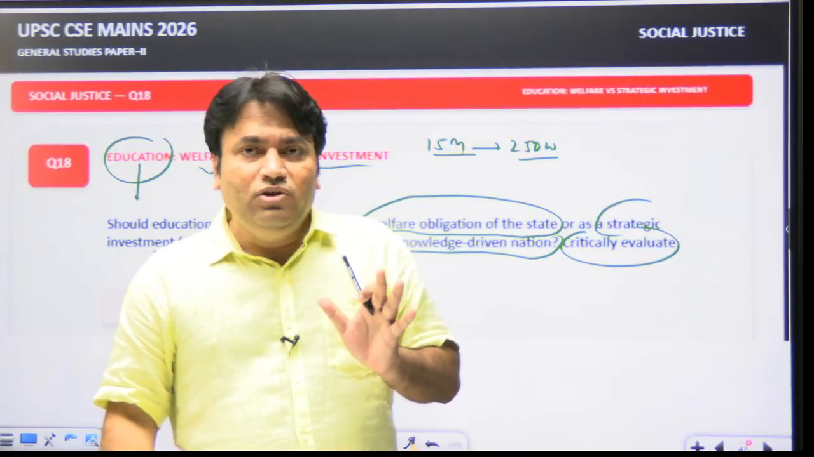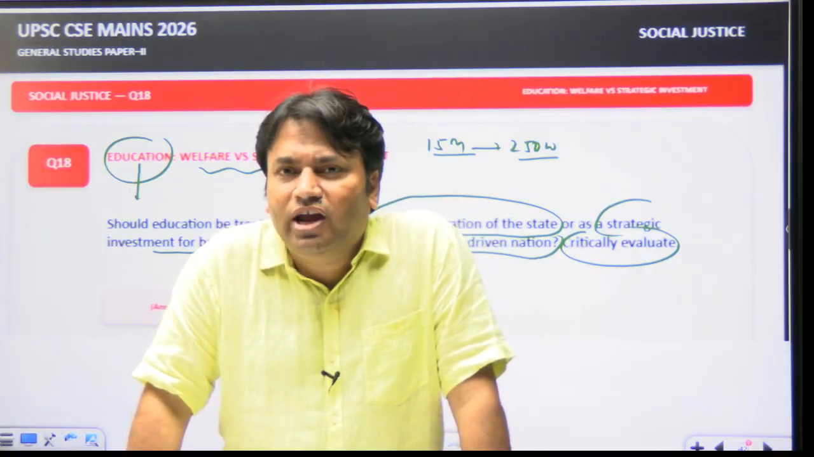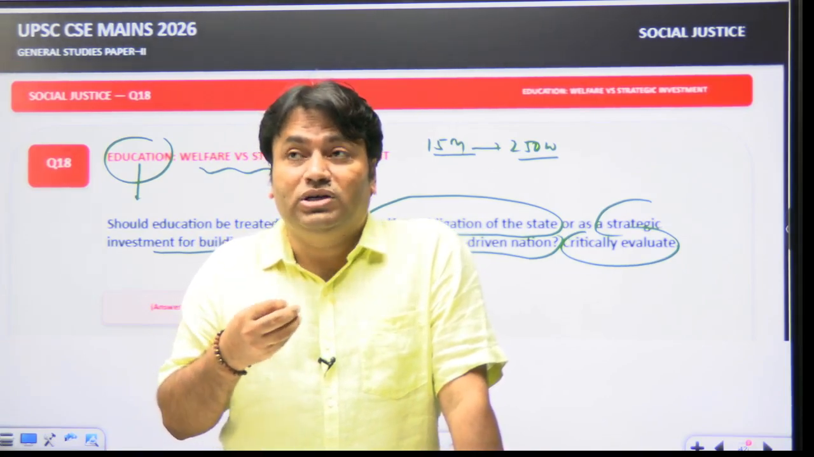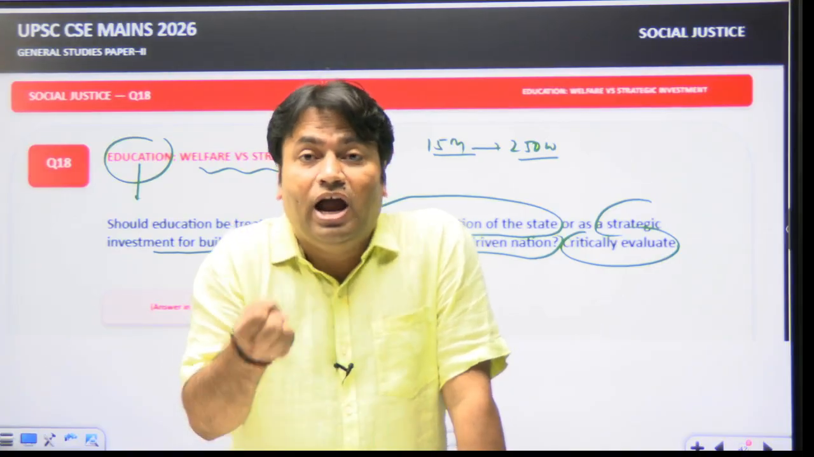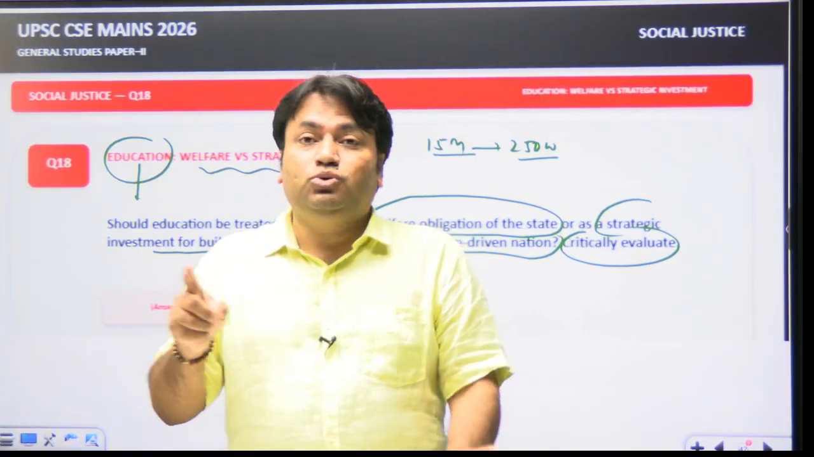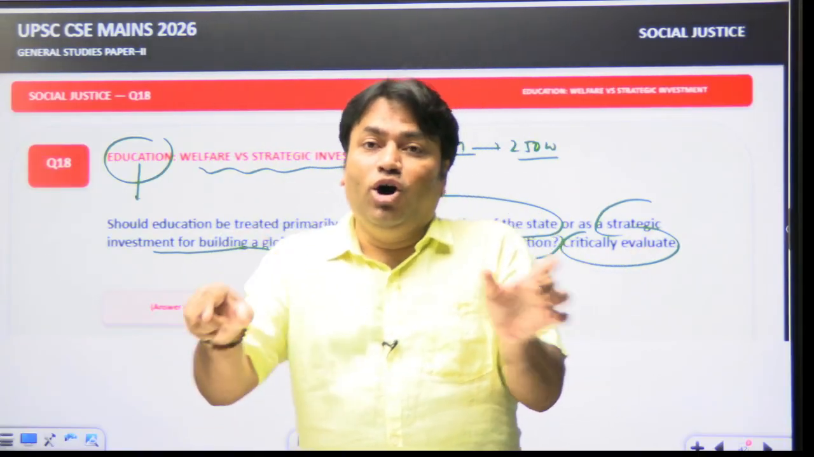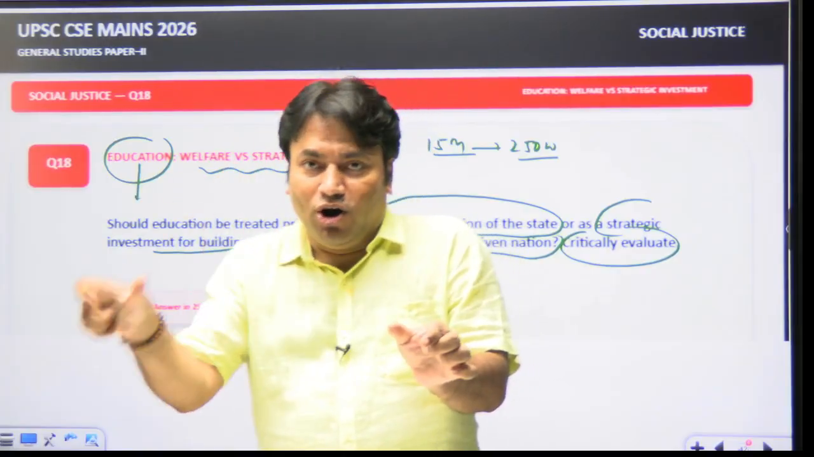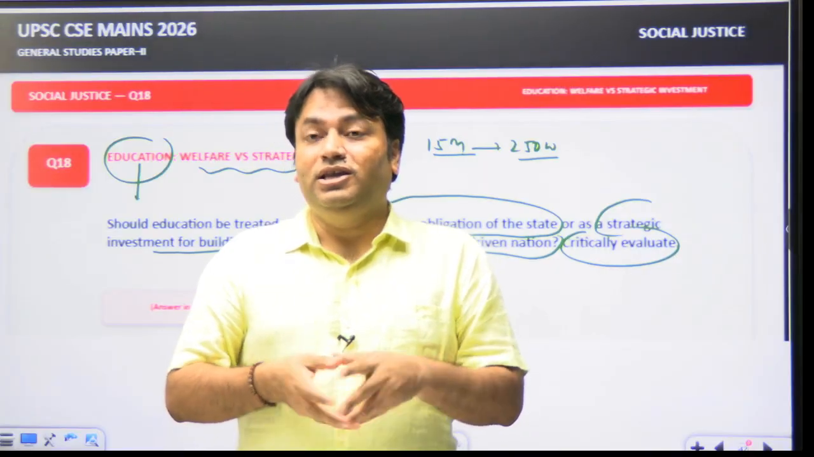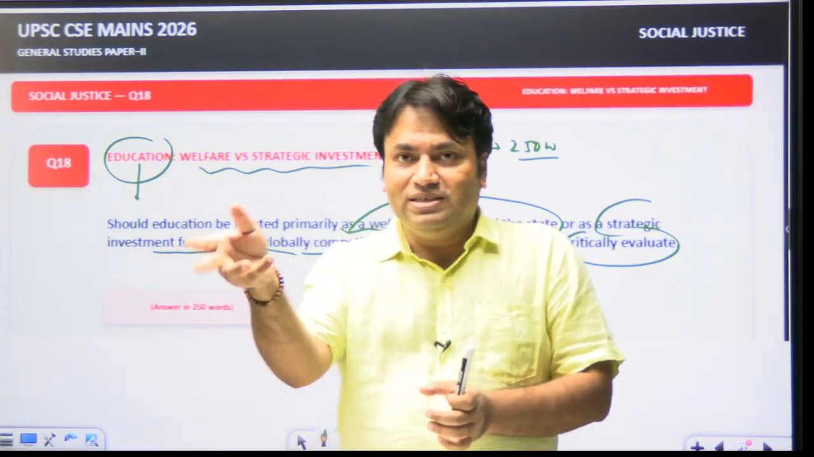Now when you read the question carefully, you will find that the question is trying to confuse us. It is trying to present before us a binary picture, and this binary is a false binary. The question is saying, should education be treated primarily as this or this? Either this or this. This is a false binary. Either-or means that education here should not be taken as either-or.